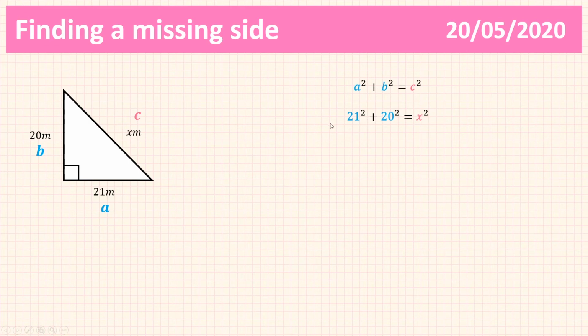Now let's have a look at this calculation. X is the subject of this equation, because 21 squared plus 20 squared equals X squared. X is on its own on the right hand side.